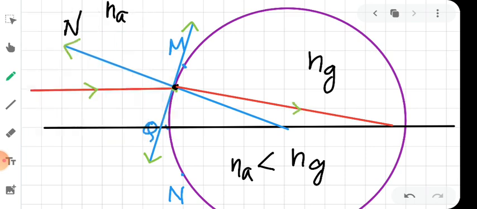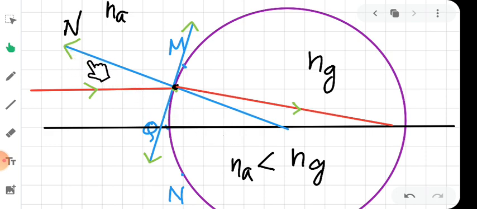So at the interface MQN, we saw an incident ray. We plotted the point of incidence. We drew the tangent to the point of incidence, the flat interface, and then we drew the normal, and then applying the law of refraction, applying Snell's law, which states that when a light ray passes from a rarer medium to a denser medium, it deviates towards the normal.